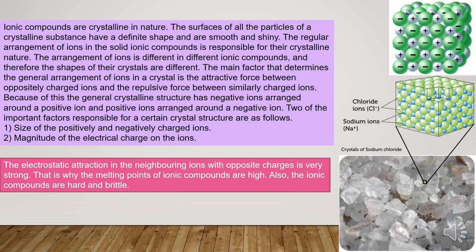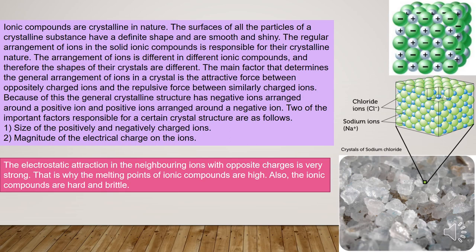Okay. Two of the important factors responsible for a certain crystal structure are as follows. The first one is the size of positively and negatively charged ions. Here you can see how big or small they are, and the magnitude of the electrical charge on the ion, meaning how much electrical charge is present on that ion. That also defines the shape of the crystal that has been formed.